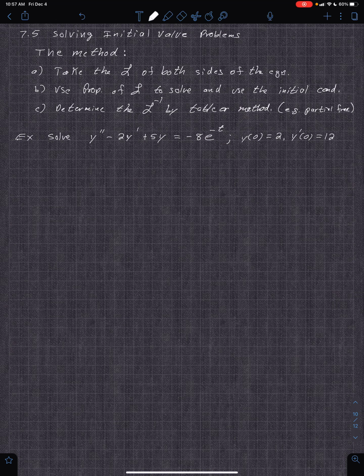All right, so then you just do Laplace transform of both sides, and I'll write this one all the way out. The Laplace transform of y double prime minus 2y prime plus 5y equal to the Laplace transform of negative 8 e to the negative t. So from here, you can see that you can express this by the linearity property, and then you factor out the constant. Okay, so we're going to do that next.